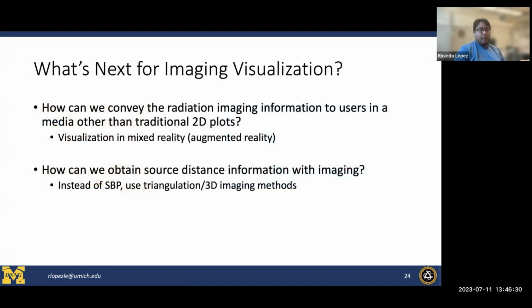And so instead of using simple back projection, which is only one of the several imaging techniques out there, you can use triangulation, or rather 3D imaging methods, in order to obtain that distance information. Again, I'll cover that a bit in the next couple of slides.